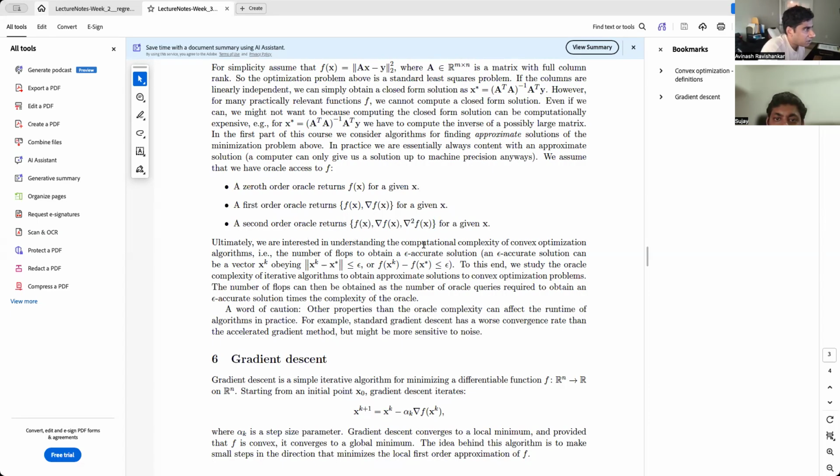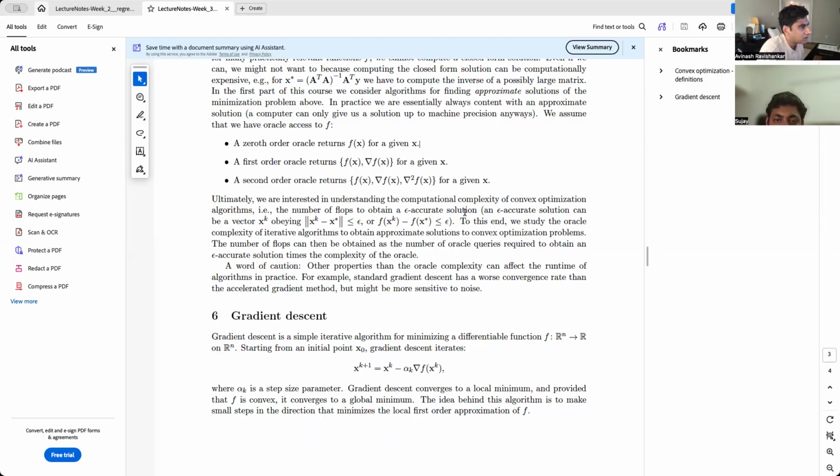so ultimately we are interested in understanding computational complexity. What does this mean? Understanding the computational complexity of convex optimization, the number of flops to obtain epsilon accurate solutions. Flops is floating point operations, meaning addition, multiplication, division, and those kinds of things. So when you're thinking computationally, how do I calculate something? You try to measure things in terms of how many steps I need, right? How many CPU cycles and stuff.